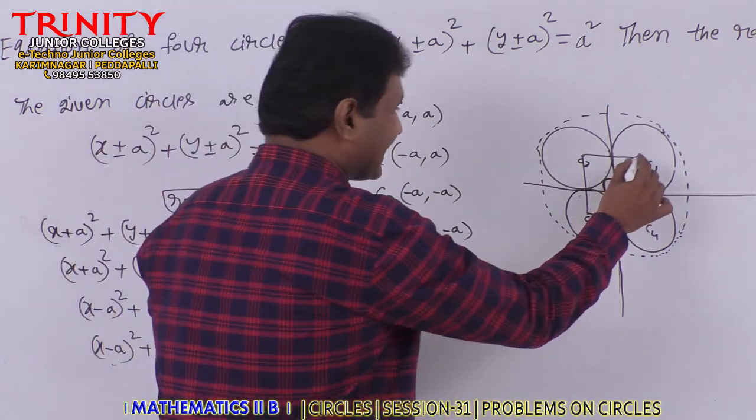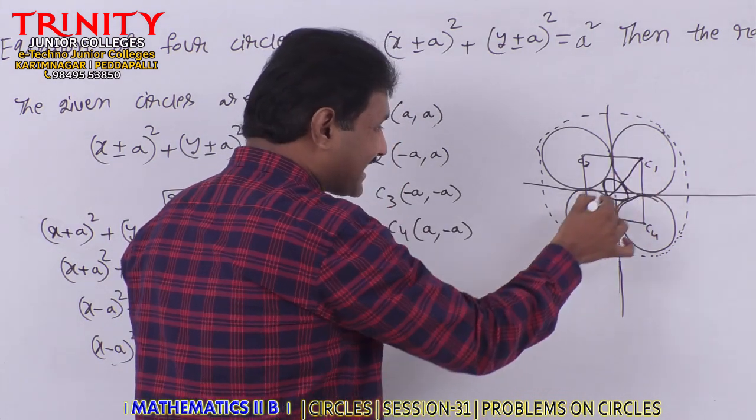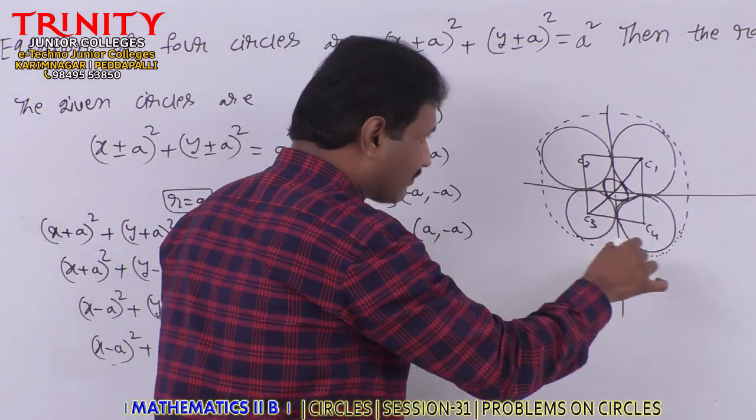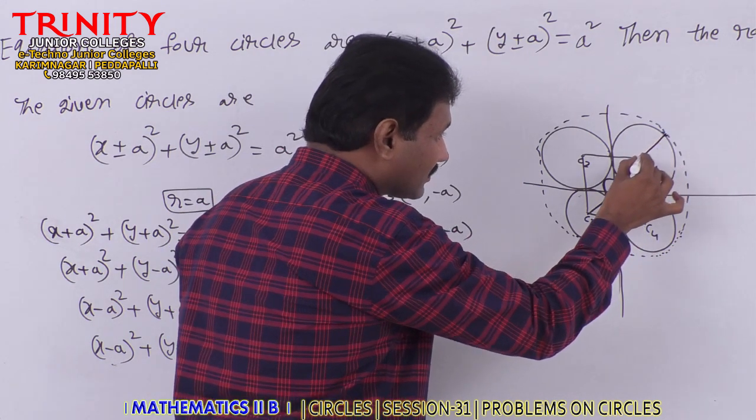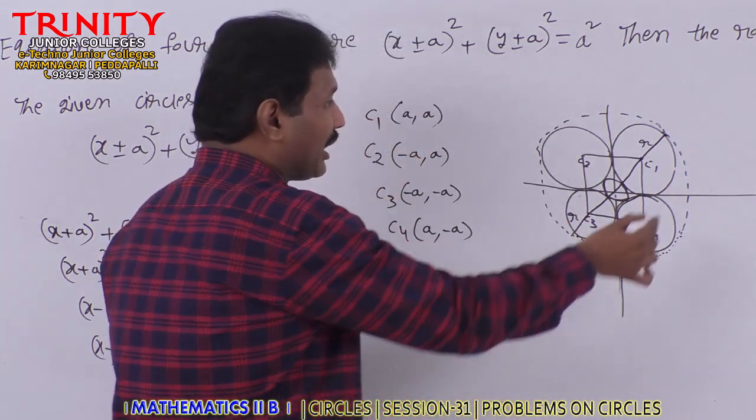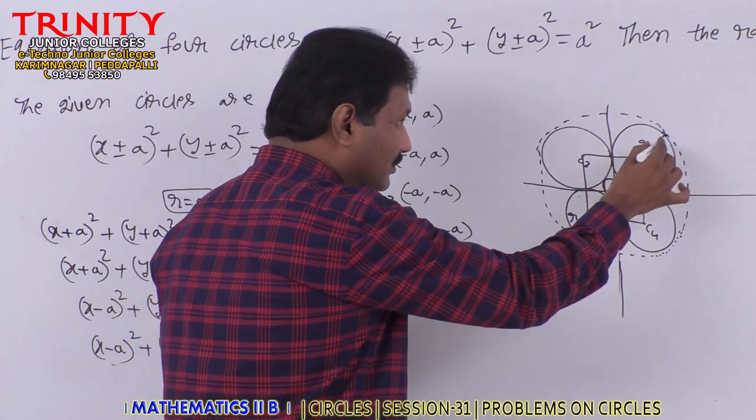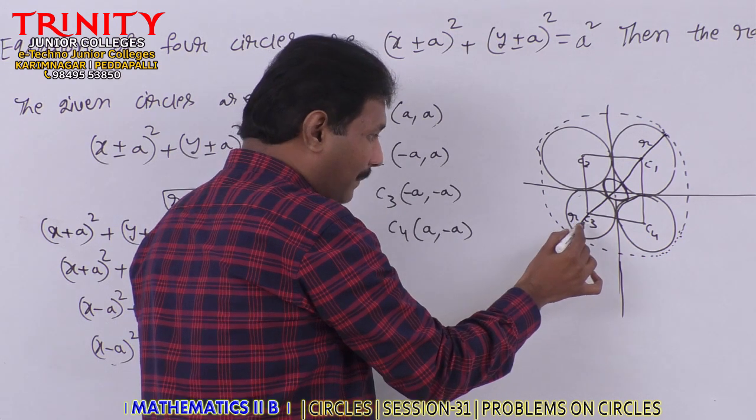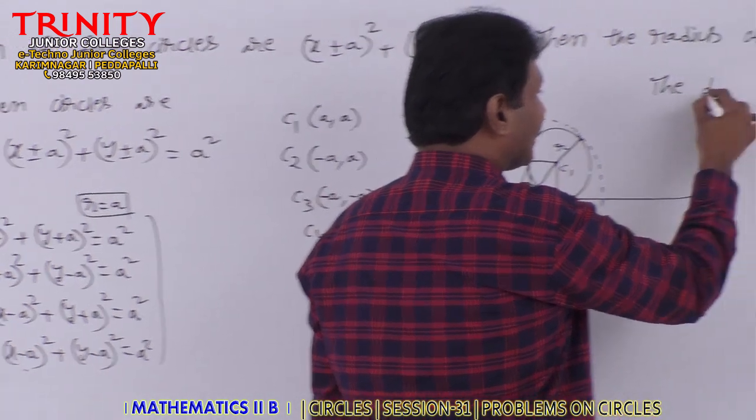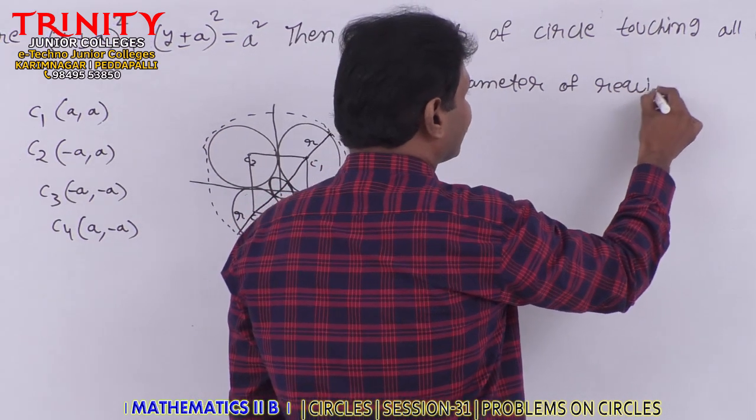In this case, this is the distance from C1 to C3. This is also one of the circles, and this is the radius of this circle. Therefore the biggest, largest circle touching these 4 circles has diameter equal to R plus C3C1 plus R. The diameter of the largest circle is the diameter of the required circle.